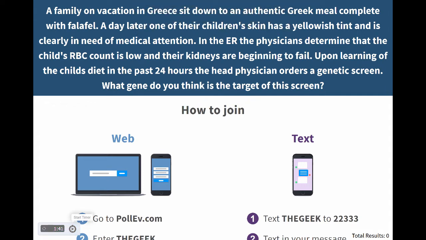Pause that. So a family on vacation in Greece sit down to an authentic Greek meal complete with falafel. And you think, it sounds yummy. The main ingredient of falafel is fava beans, if you're interested. It's delicious. Anyway, a day later, one of their children's skin has a yellowish tint and is clearly in need of medical attention. In the ER, the physician determines that the child's red blood cell count is low and their kidneys are beginning to fail. Upon learning of the child's diet in the past 24 hours, the head physician orders a genetic screen. What gene do you think is the target of that screen?